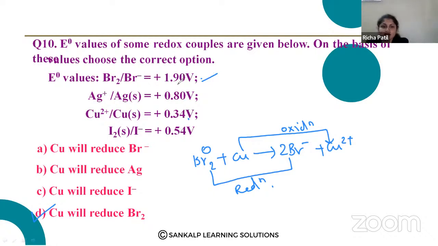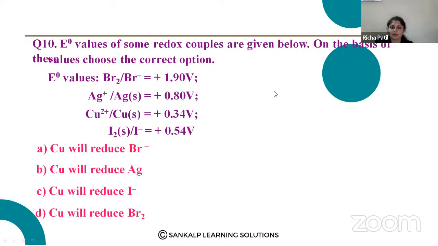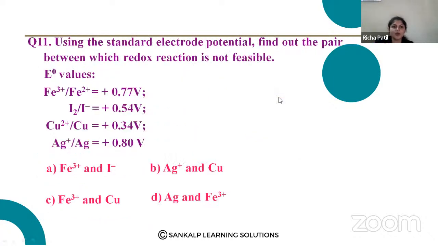So next, using the standard electrode potential, find out the pair between which redox reaction is not feasible. Not feasible means what? The reaction does not undergo. So E naught of some of the elements are given, you can see here.